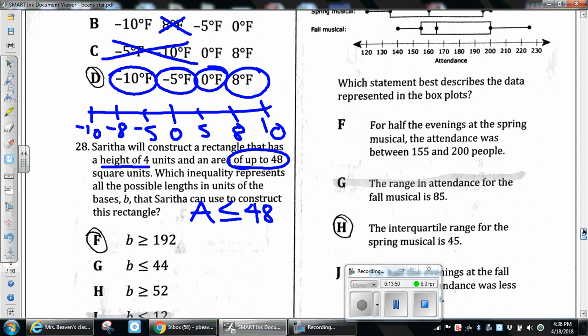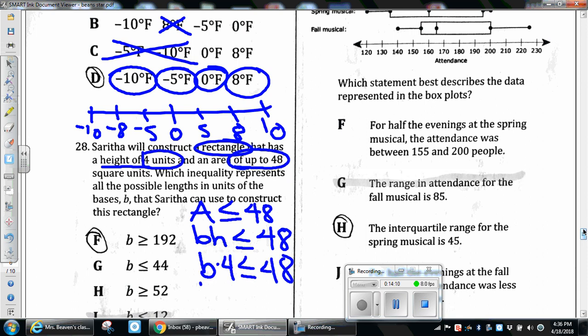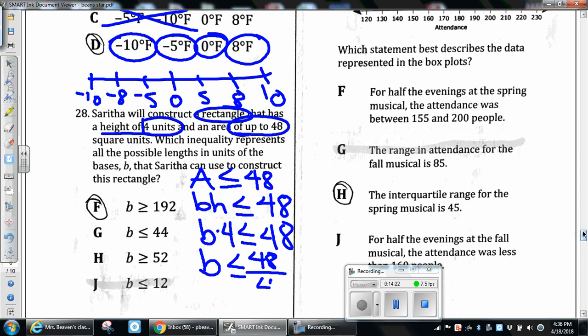Now, what do we know about the area of a rectangle? Again, it's the base times the height, and that should be less than or equal to 48. We do know a number for the height, 4 units, so we're going to use that: b times 4. To solve for b here, we solve it like an equation. The 4 is multiplying the b, so we divide by 4, because that is the inverse operation. So b is less than or equal to 48 divided by 4, which is 12. And so the correct answer is J.